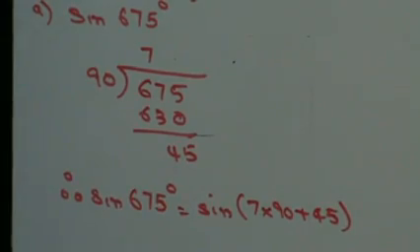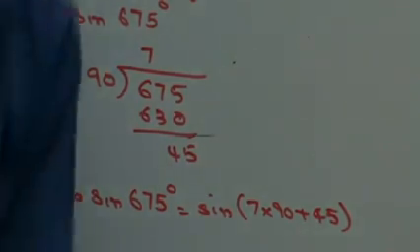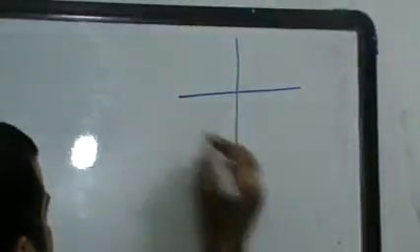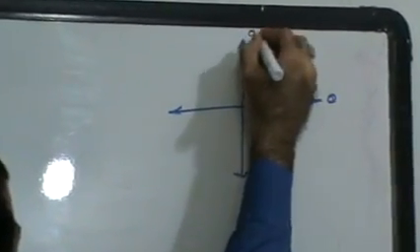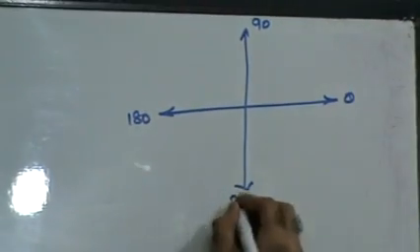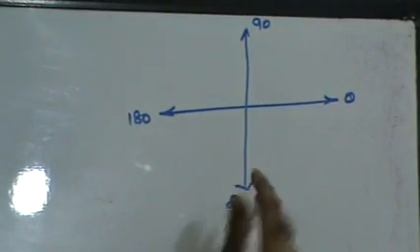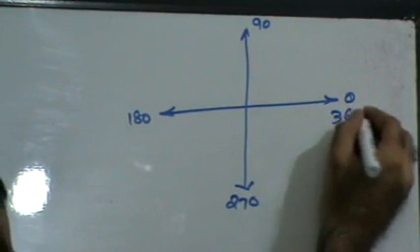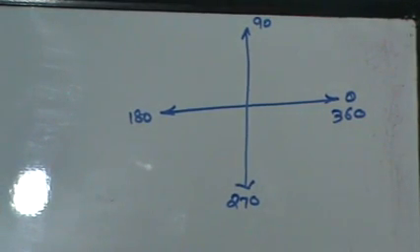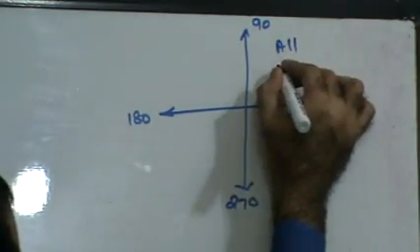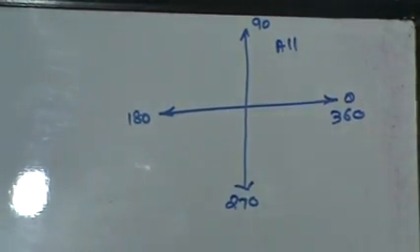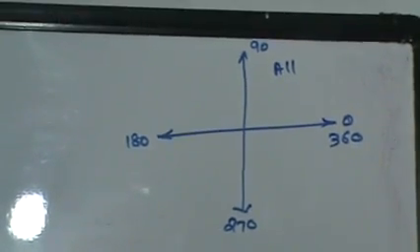Okay, now let's just see the formula. Guys, can you please see this diagram? You have to know this diagram very well. This is 0, this is 90, this is 180, 270 and 360. We always measure the angle anti-clockwise. In the first quadrant, all trigo ratios are positive.